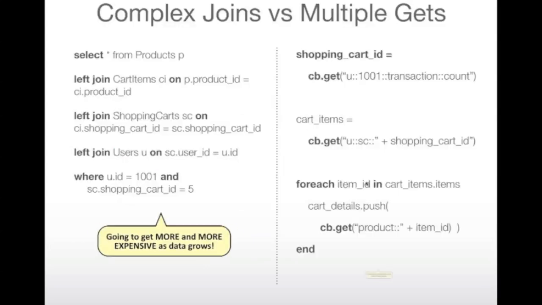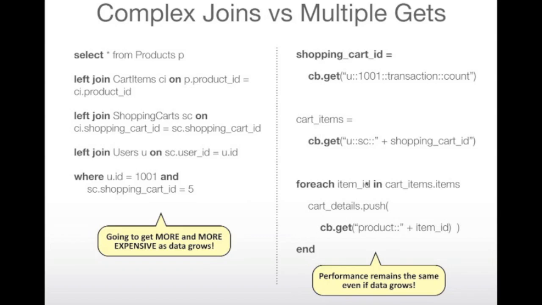So, relational to Couchbase. On the left-hand side, I have the same simple shopping cart example, where I have cart items that have product IDs, shopping carts that contain cart items, and users that have shopping carts. This is my select statement for getting all the products in a particular shopping cart for a particular user. As this grows, it's just going to get more and more expensive.